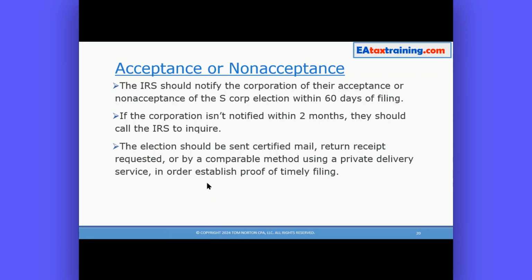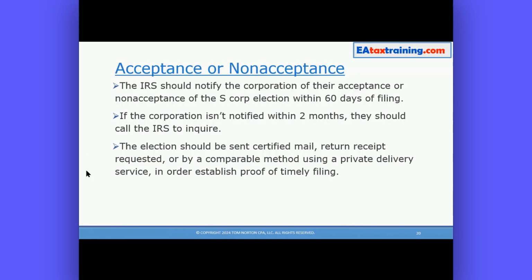And when they send in the 2553, it should be sent in by certified mail, return receipt requested, or by a comparable method with a private delivery service such as FedEx or UPS in order to establish proof of timely filing. And I would just say this is true no matter what you're sending to the IRS. If you are sending something to the IRS, go ahead and send it certified mail, return receipt requested, because you want to be able to prove in case they didn't get it.